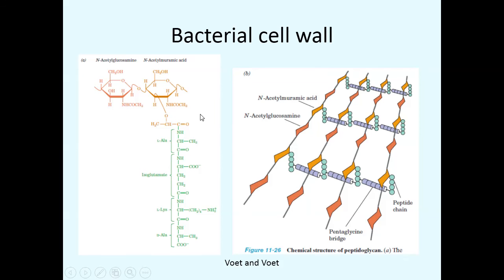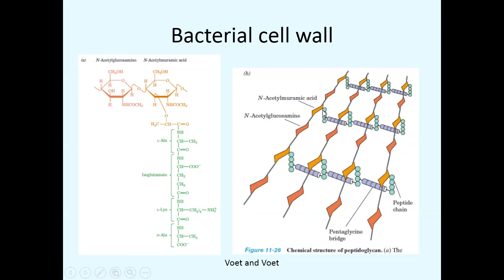In this next figure you can see the arrangement of this repeating unit to form cross-linked structure of peptidoglycan. In this representation you can see many chains of N-acetylglucosamine and acetylmuramic acid. N-acetylglucosamine is shown in orange color and acetylmuramic acid is represented in yellow color. Here you can also see the tetrapeptide shown by means of 4 green circles. The tetrapeptide is attached to acetylmuramic acid.